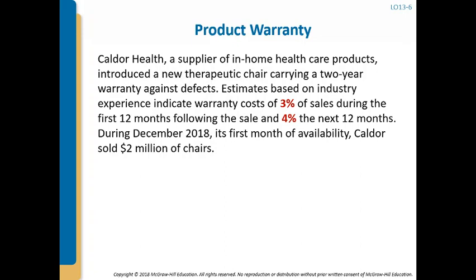So here we have an example of a supplier in home health care products. They introduced a new therapeutic chair carrying a 2-year warranty against defects. They estimate, based on industry experience, warranty costs of 3% of sales during the first 12 months following the sale, and 4% the following 12 months. During December 2018, its first month of availability, they sold $2 million in chairs, and so they're going to book 7% of that.